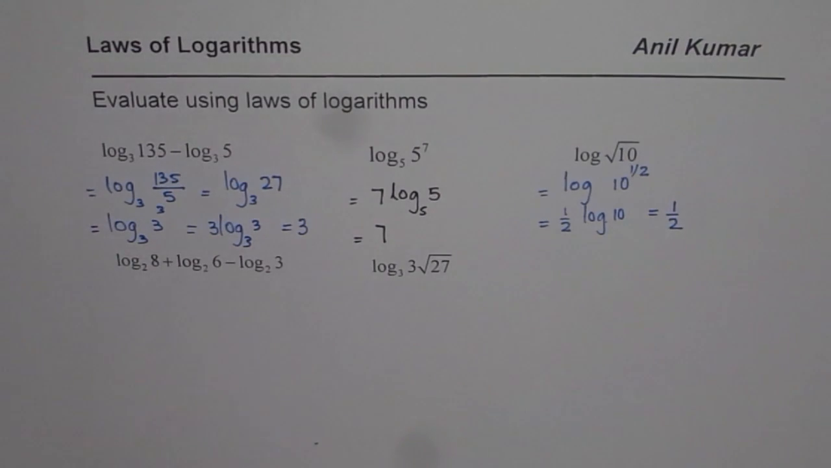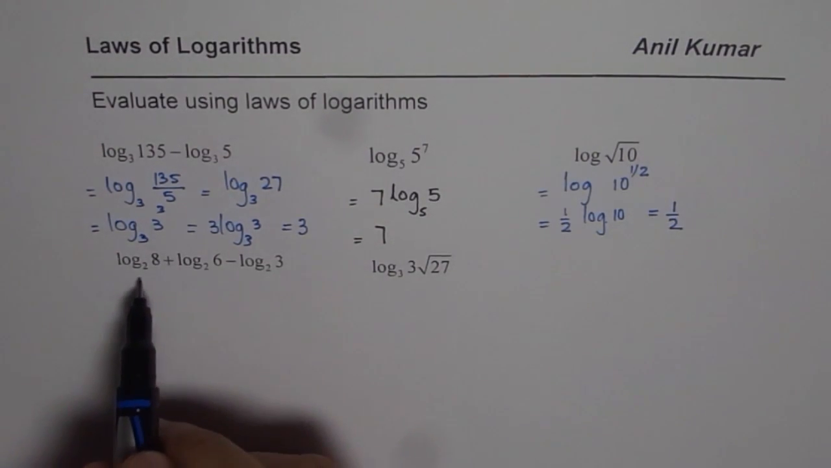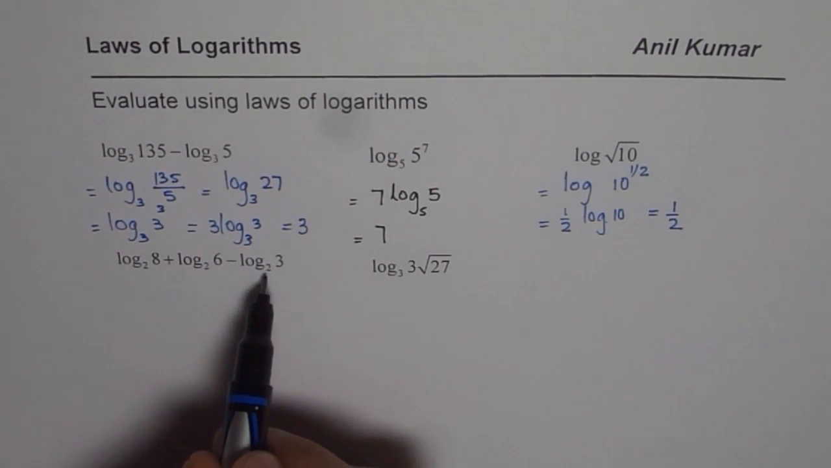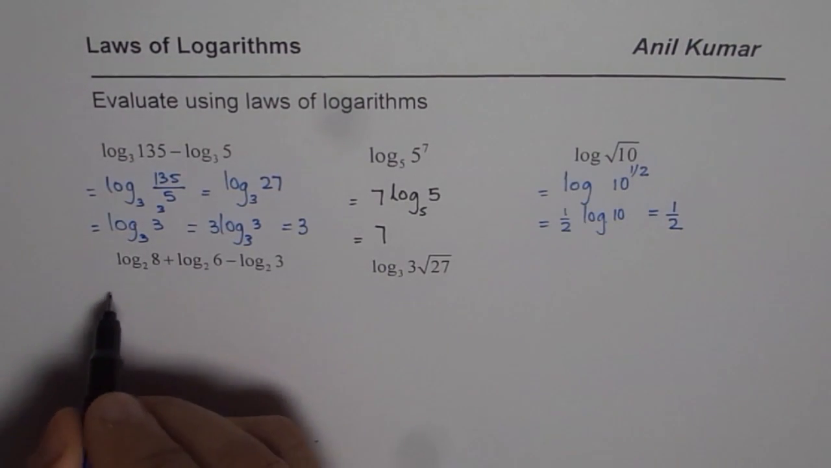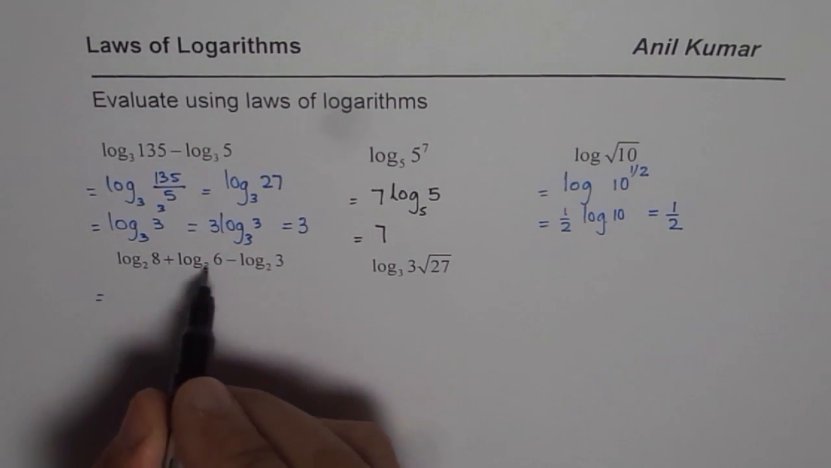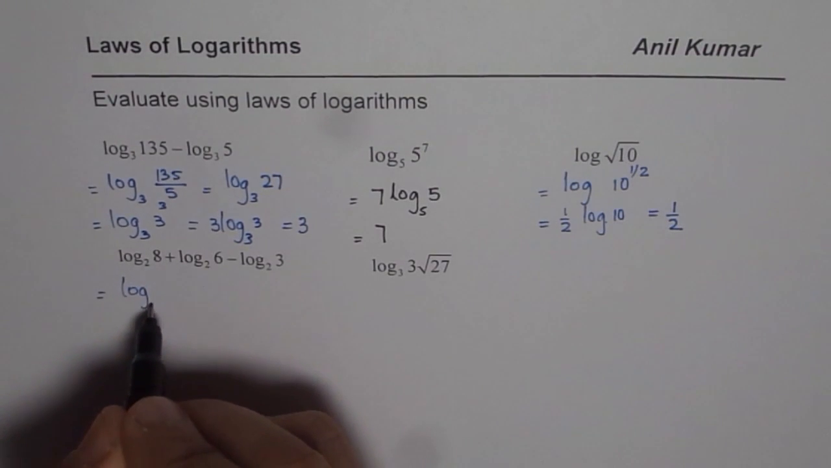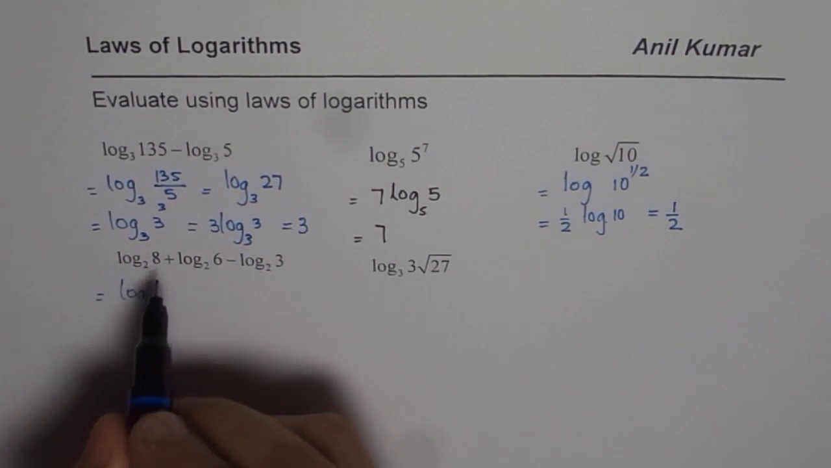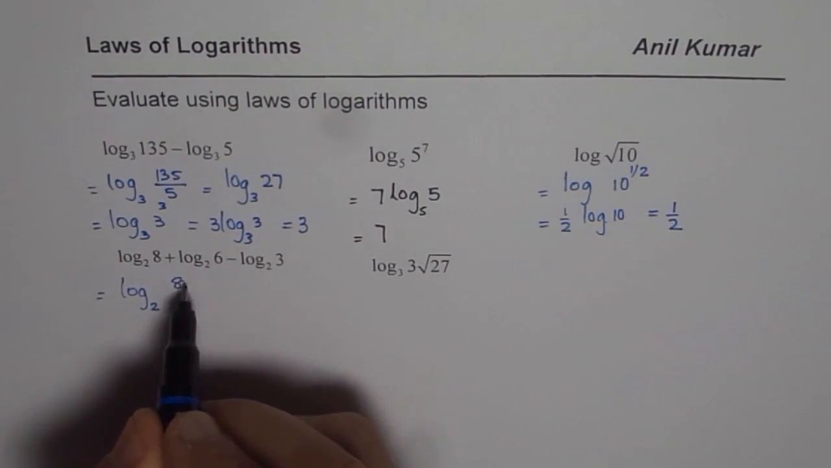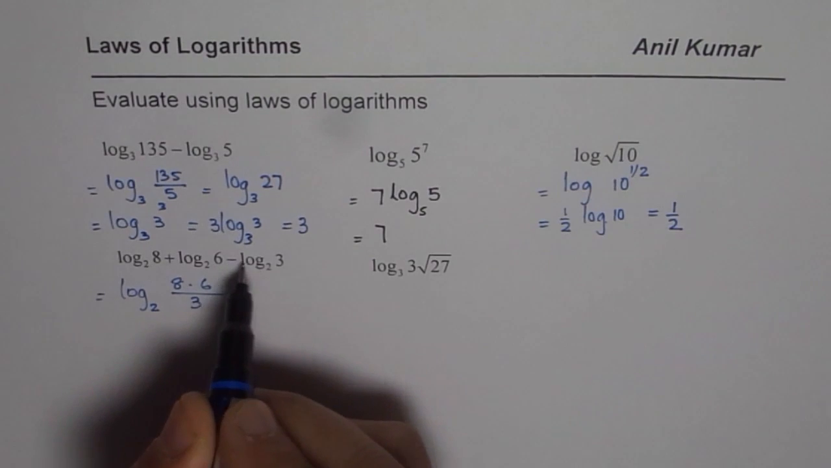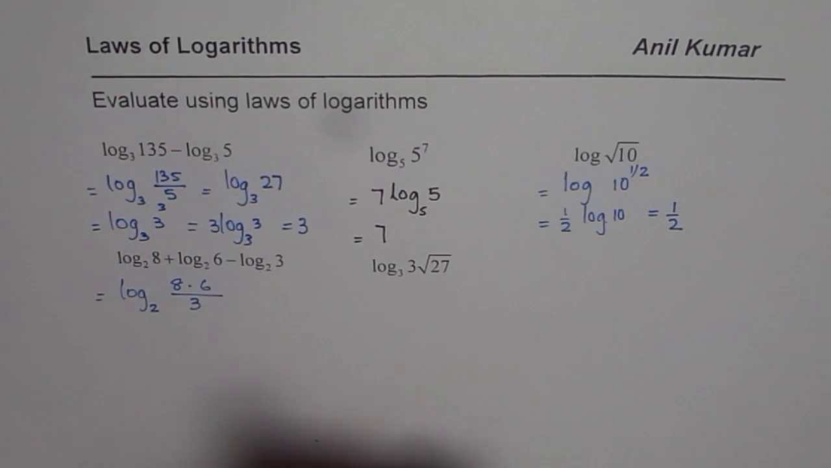Now let's do the fourth question, which is log to the base 2 of 8 plus log to the base 2 of 6 minus log to the base 2 of 3. So let's apply the sum and difference rule. Whenever you add, you really multiply them. So we could write this as log to the base 2 of, same base, correct? So you can apply the rule: 8 times 6 divided by 3. Perfect. Minus means divide, plus means multiply.